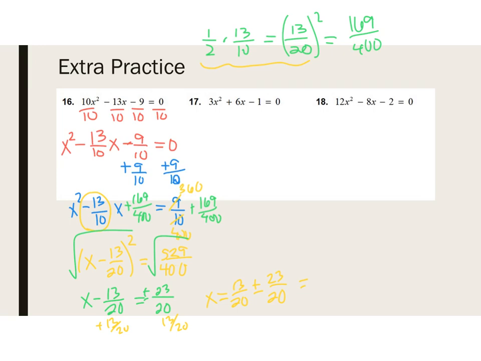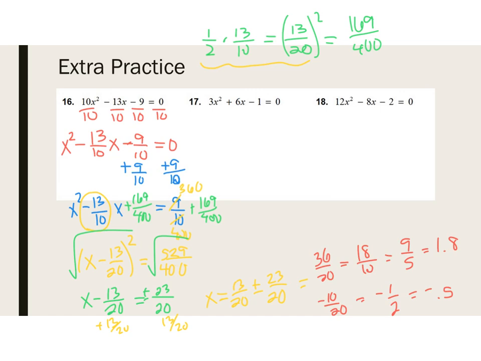So if we do both of those cases, 13/20 plus 23/20 should be 36/20, which looks to be 18/10 or 9/5. And then 13/20 minus 23/20 would be -10/20, which is going to be -1/2. And in decimal form, this one up here is 1.8, and then this one is -0.5.